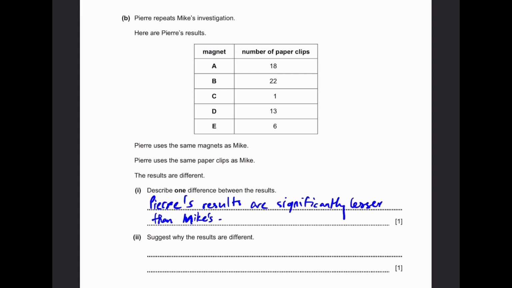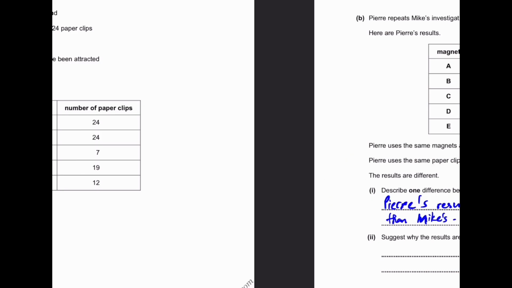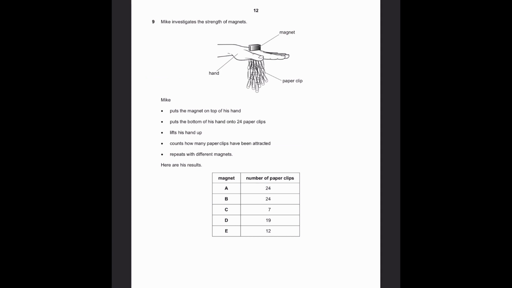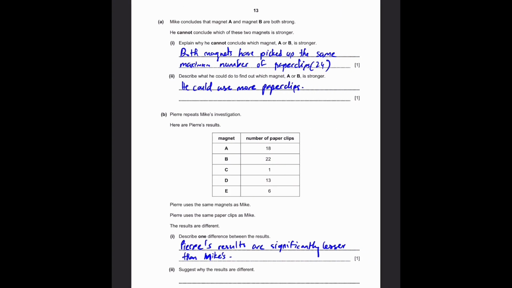So the main reason the results could be different is, let's say Pierre has a larger hand than Mike. That's the only thing which we can actually control. Because in the experiment setup, if you see the paper clips and magnets, they both are already the same in Pierre's and Mike's investigation. The only thing that could be different is the hand. So we're using that as our variable. And what can be changed in the hand? The size of the hand is the most obvious thing, right? And this is actually why the results could be different.